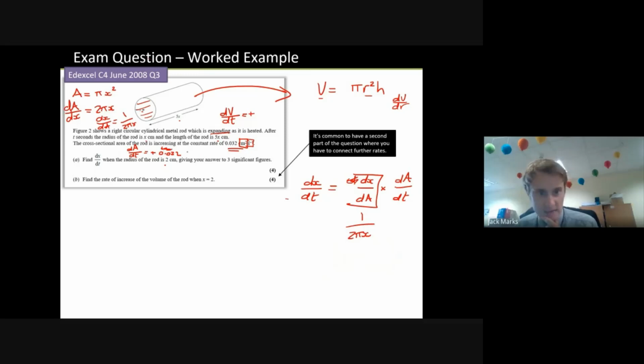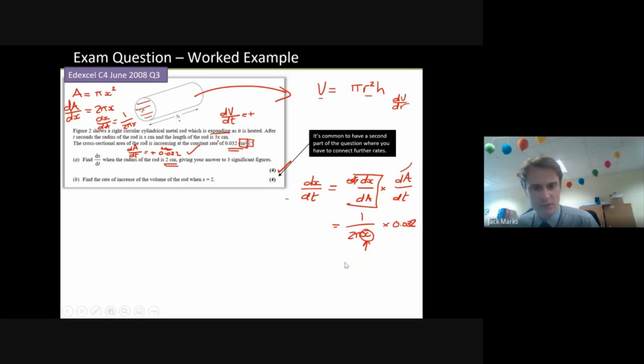So there you go, 1 over 2 pi x, times dA dt, which you know because it was given to you in the question, times 0.032. So that's what this one equals. When the radius is 2 centimeters, the final thing you do is you make that number there a 2. And that's how we answer this question here.